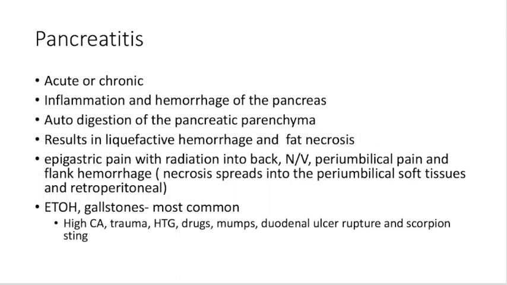Now the exocrine pancreas, liver, and gallbladder. So pancreatitis will be first up. You can have acute versus chronic. It is inflammation and hemorrhage of the pancreas.